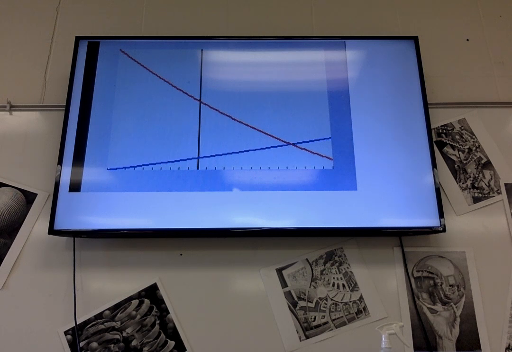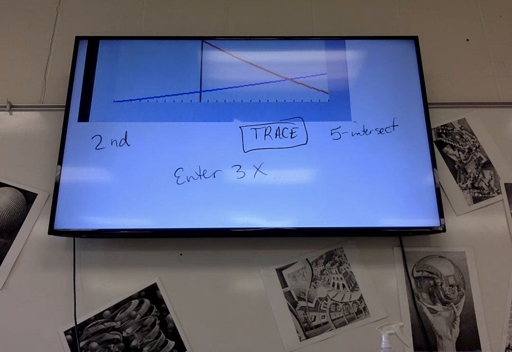To find out exactly where they cross, you go to Second and the Trace button, which is actually pretty much right here where I'm putting it under this screen. So Second, Trace, and then it's number 5, I believe, for intersect. Yeah, number 5 for intersect. And then all you got to do is hit enter 3 times.